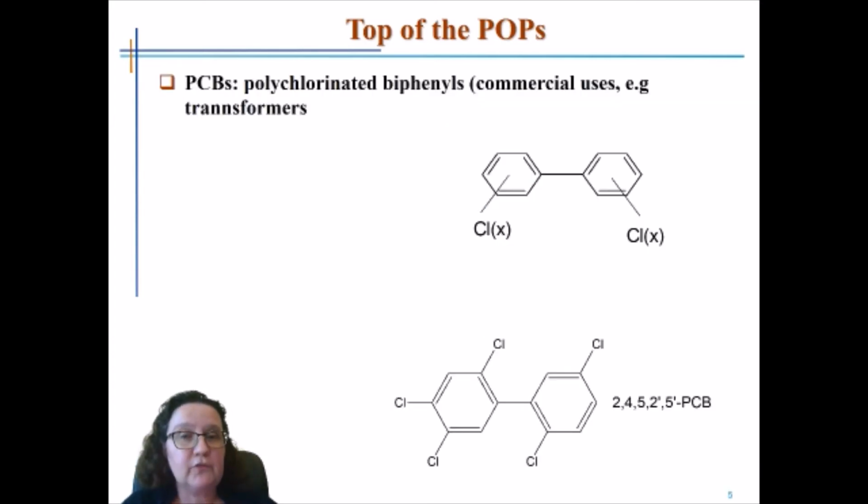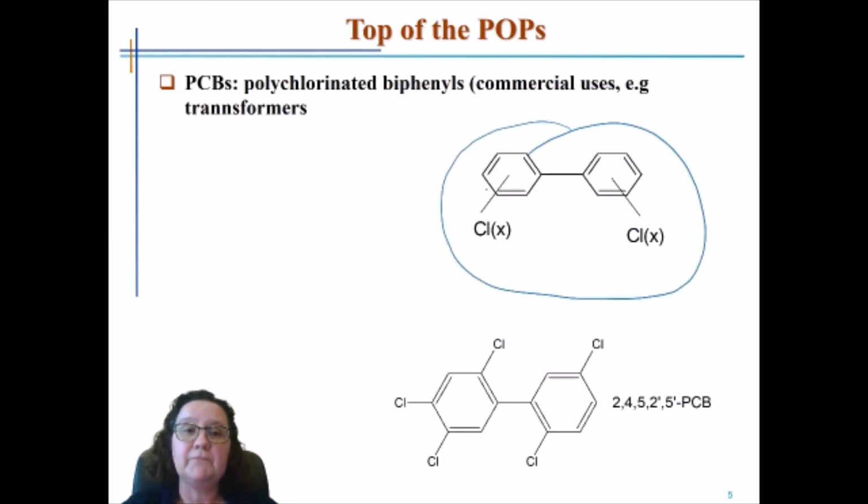Another example of persistent organic pollutants is PCBs, and PCB stands for polychlorinated biphenyls, and these are commercial products. For example, they are used in transformers, and this is the general structure of a PCB. The two benzene rings are the biphenyl compound, and they have several chlorine atoms. As in the previous case, in general, the more chlorine atoms, the more the environmental concern of the PCB.